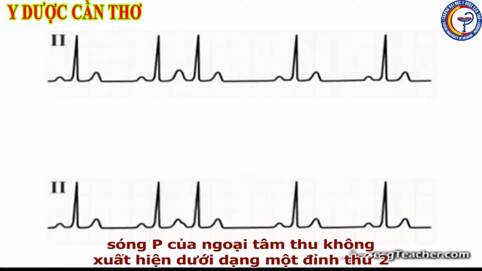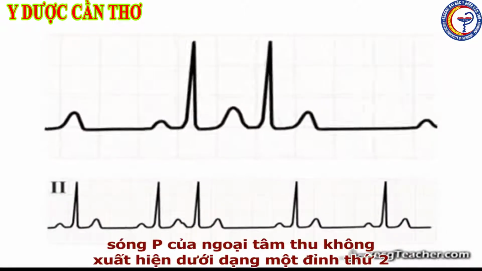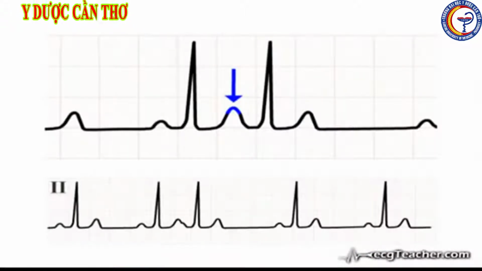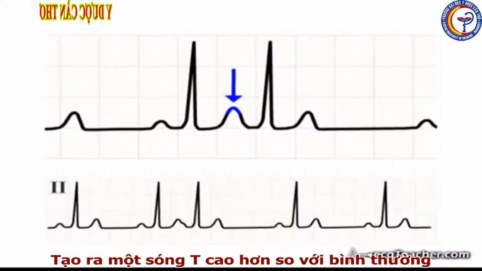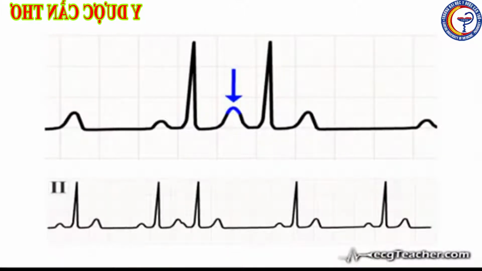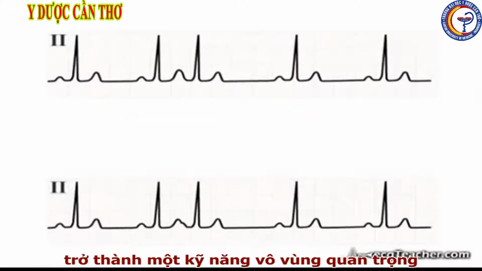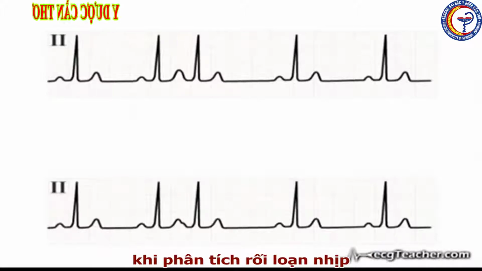In this example, the ectopic P-wave is not visible as a second peak, but is merely added to the height of the preceding T-wave deflection, producing a T-wave which is taller than normal. Searching for evidence of hidden P-waves in this way will become a very important skill when analysing arrhythmias.